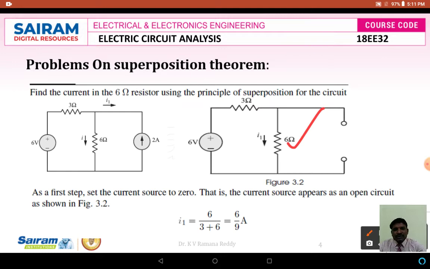Now in this first step, the current flowing through the 6 ohm resistor, that is I1, is equal to V by R equivalent. Here V is the 6 volt voltage source, and R equivalent is the sum of the two resistors, which is 3 plus 6 ohms. So I1 is equal to 6 divided by 3 plus 6, that is 6 by 9 amperes. So the current I1 through the 6 ohm resistor, when the 6 volt source is individually acting alone, is 6 by 9 amperes.